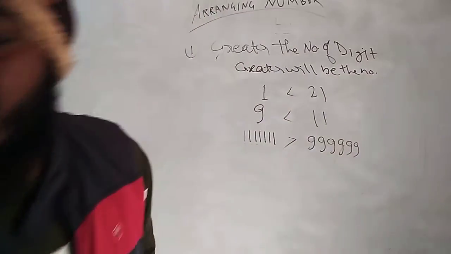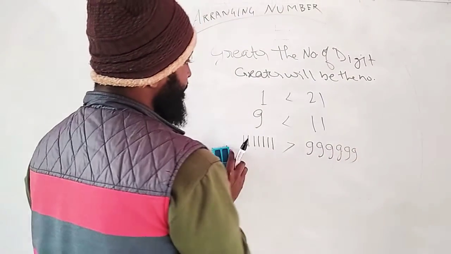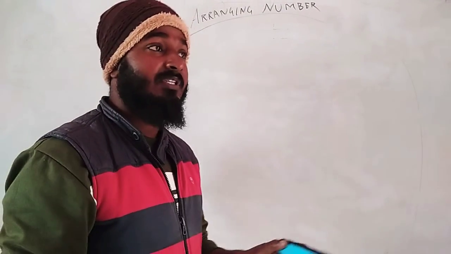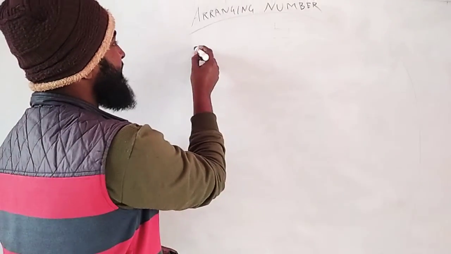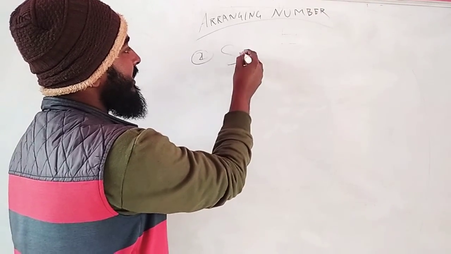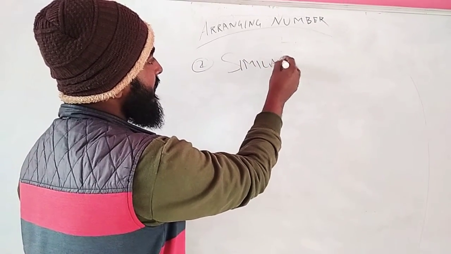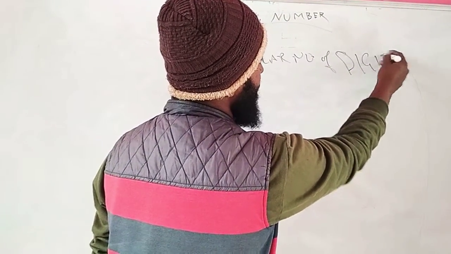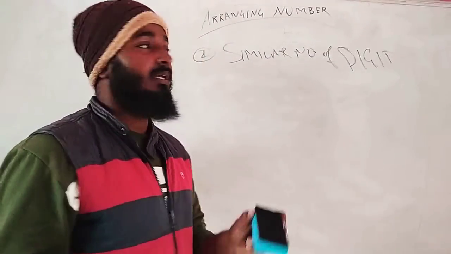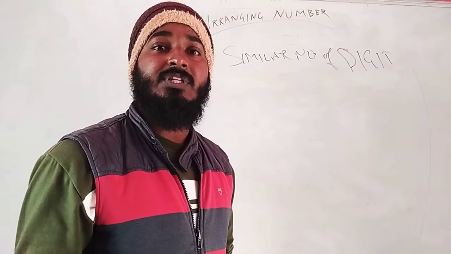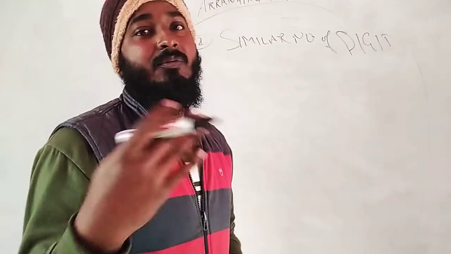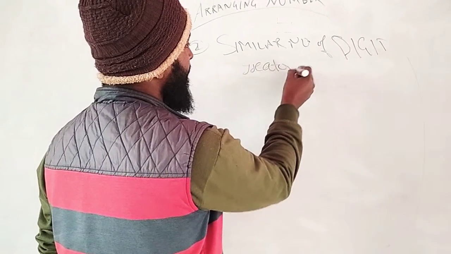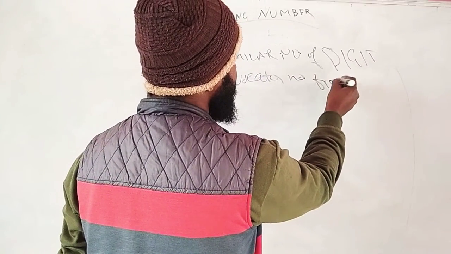Now what's the second rule? The second rule is for when the numbers have a similar number of digits. Sometimes we have similar numbers, so what will we do? For a similar number of digits, look at which one has the greater digit coming first. The greater the digit coming first, the greater will be the number. Greater digit first.